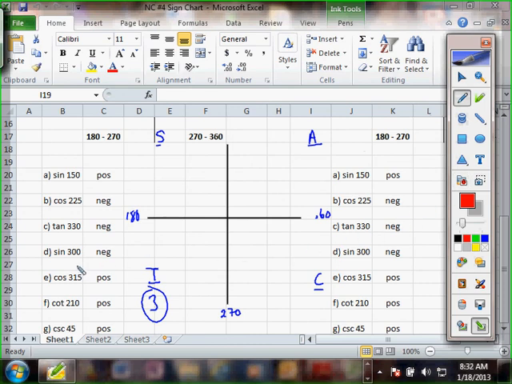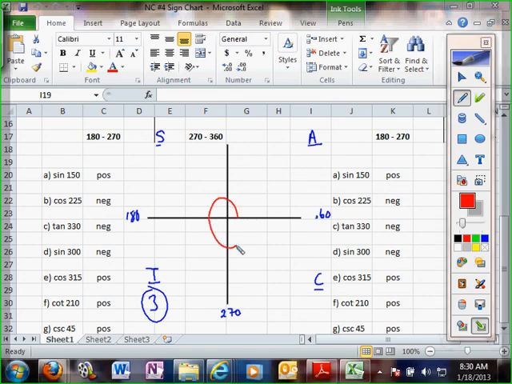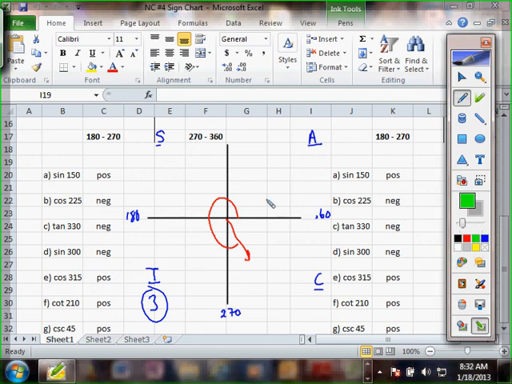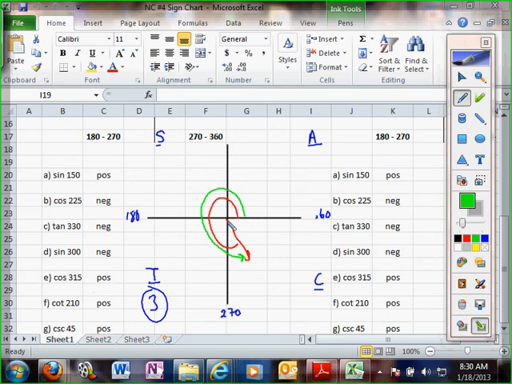Okay, let's do sine of 300. Sine of 300 takes me all the way over here into quadrant 4, and again only cosine is positive in quadrant 4, so that's why sine of 300 is negative. Cosine of 315 takes me over to quadrant 4. Since I'm in quadrant 4, cosine is positive, therefore cosine of 315 degrees is positive.